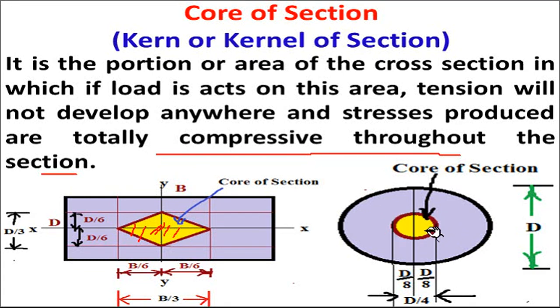And similarly for the circular area, this is the portion where the load acts. Load acts means what? It may be an eccentric load. Suppose it is acting here, or at this point, or at this point. But within this yellow colored area, whether the load acts concentrically or eccentrically, no problem. The stresses developed will be totally positive, similar to the circular section.